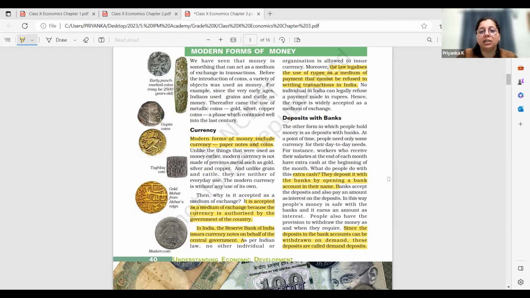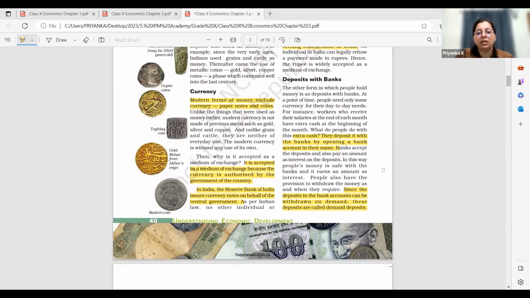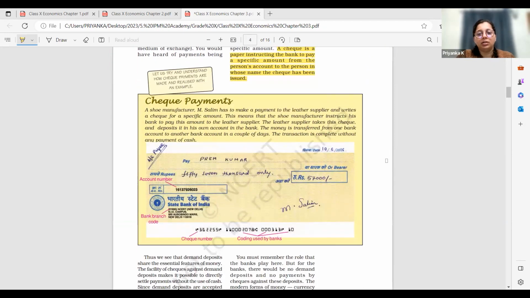So deposits with banks and currency are the modern forms of money. And when it comes to bank deposits, we should also know that we have something called cheque facilities, which the banks provide. This is an example of a cheque payment system. If we need a larger amount to be withdrawn from our account, say more than 20,000 or 1 lakh rupees, we can just give a cheque to the bank stating the name of the person and the amount required, and the cheque will be processed by the bank. It's a paper instructing the bank to pay a specific amount to the bearer of that particular person.